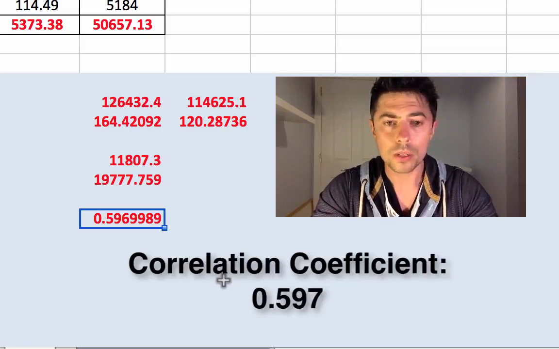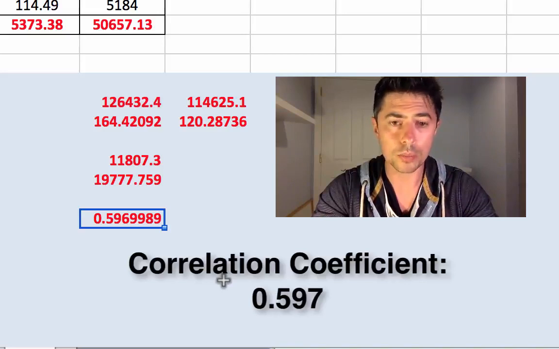So here, theoretically, we would say that there's a moderately strong positive relationship between the two of them. Closer to 1, the stronger the relationship. Closer to 0, the weaker the relationship. However, empirically, this would be considered an excellent relationship between the two variables.